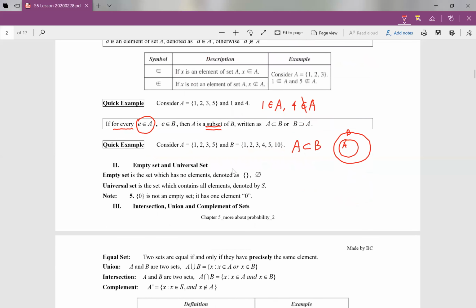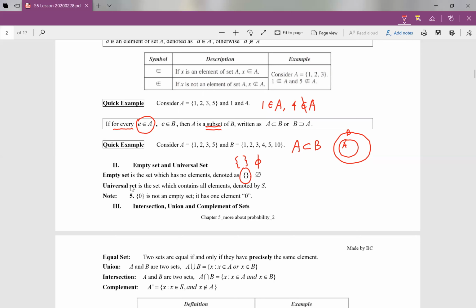Moving on. The next concept, empty set. Empty set is the set which has no element. It's like a box without any content in it. This set is a special set. We use a special symbol to denote it. An empty set can be written as this, just the bracket with nothing in it, or you can use the letter phi, like that. It means a set of nothing.